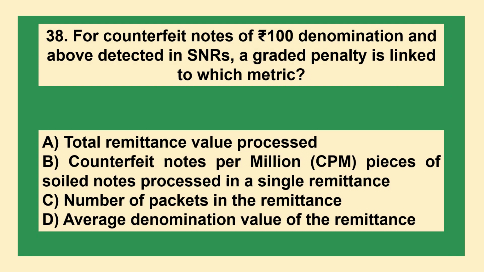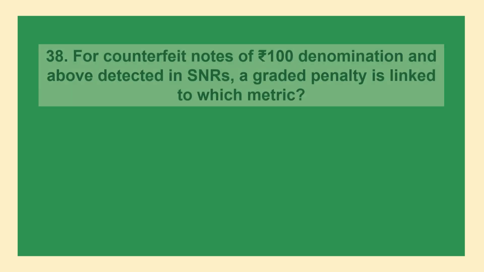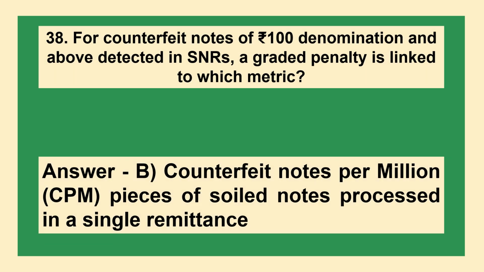For counterfeit notes of rupees 100 denomination and above detected in SNRs, a graded penalty is linked to which metric? Option A, total remittance value processed. Option B, counterfeit notes per million pieces of soiled notes processed in a single remittance. Option C, number of packets in the remittance. Option D, average denomination value of the remittance. The answer is option B, counterfeit notes per million pieces of soiled notes processed in a single remittance.